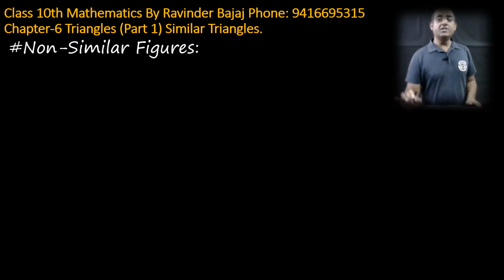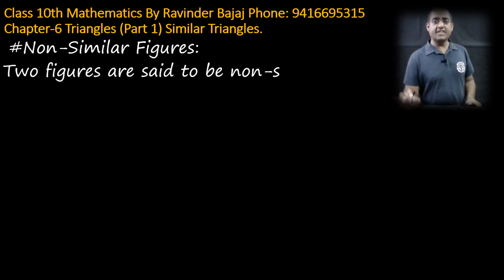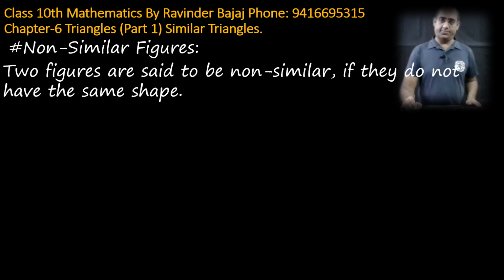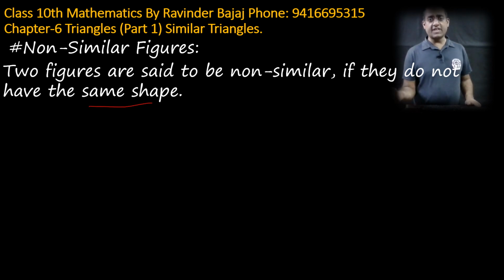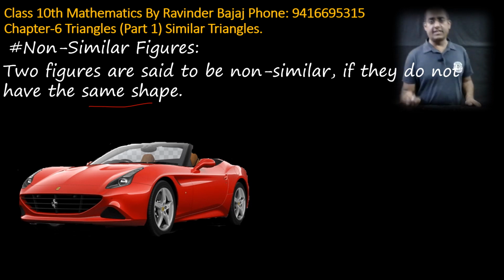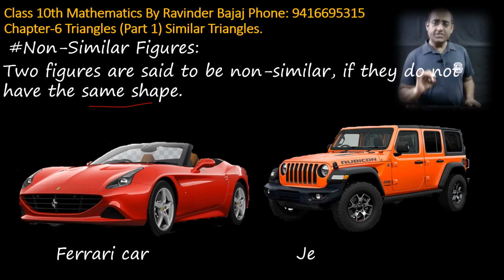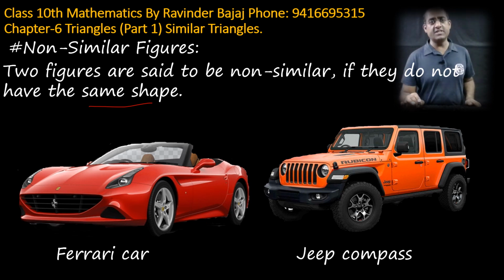Let's talk about non-similar figures. Two figures are said to be non-similar if they do not have the same shape. Same shape means if shape is different, we will not talk about size. Shape is totally different. See the example. This is a Ferrari car and this is a Jeep Compass. So shape of a car and a Jeep is totally different. So we will not compare its size. Shape is different means these two figures are non-similar figures.